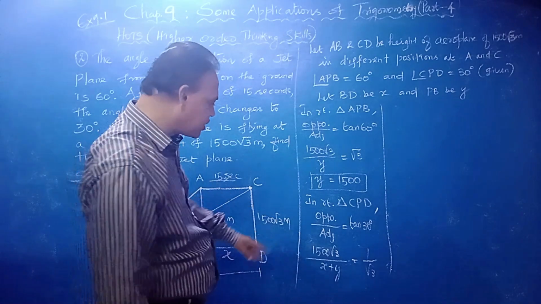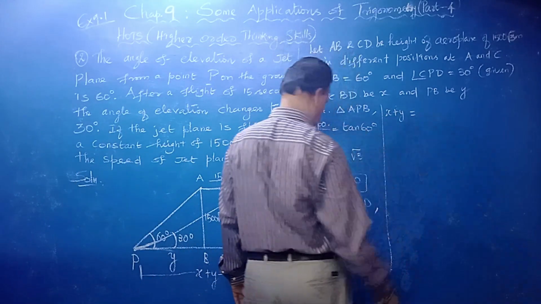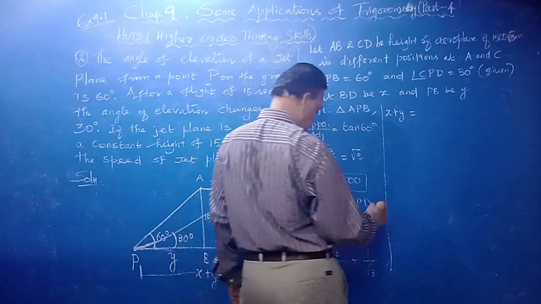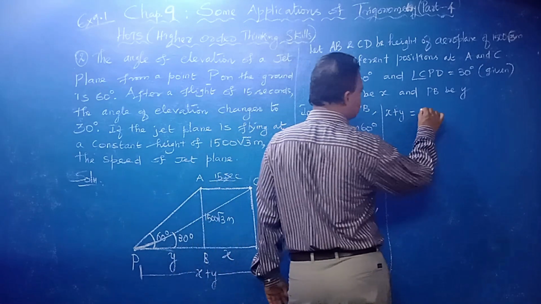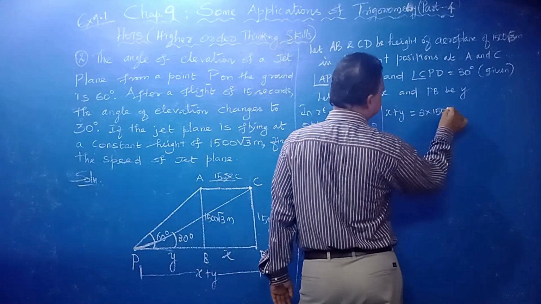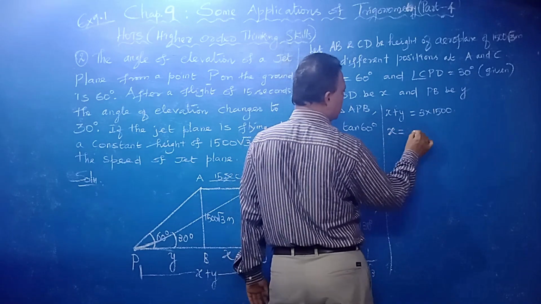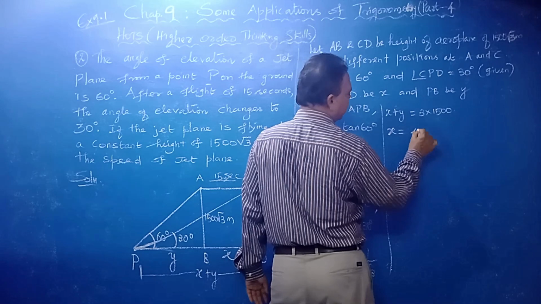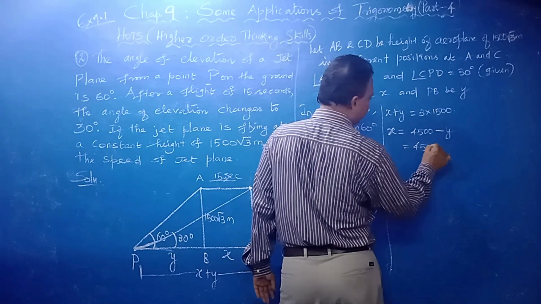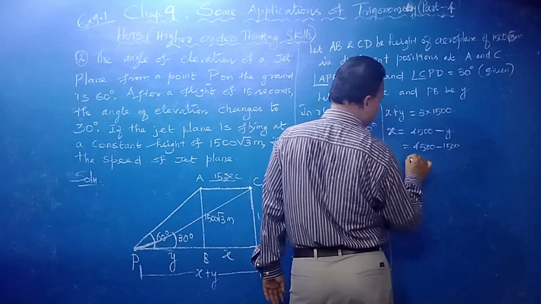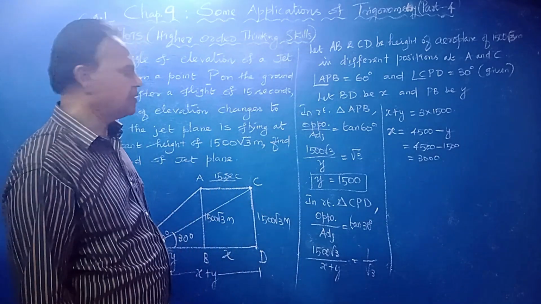Now what you have to do? Cross multiply. Cross multiply means x plus y equals 1500 root 3 into root 3, that is 3 into 1500, which is 4500. Therefore, x is what we need. X is equal to 4500 minus y. So 4500 minus 1500 is what? 3000. X we got it.